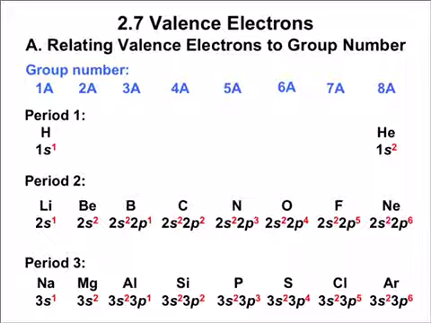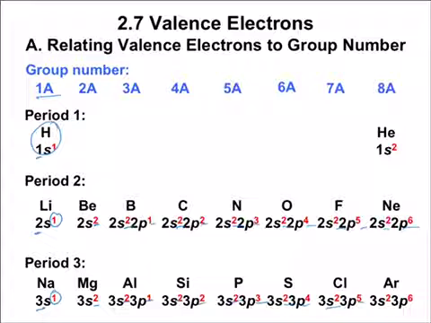So, group number 1, 1A, hydrogen has 1 valence electron, lithium has 1 valence electron, sodium has 1 valence electron, and it is in the shell of whatever period it is in. So, if you're in group 2A, you have 2 valence electrons. If you're in 3A, you've got 3 valence electrons. 4A, 4 valence electrons. 5A, 5, 6, 7, and so on. 8 and 8.